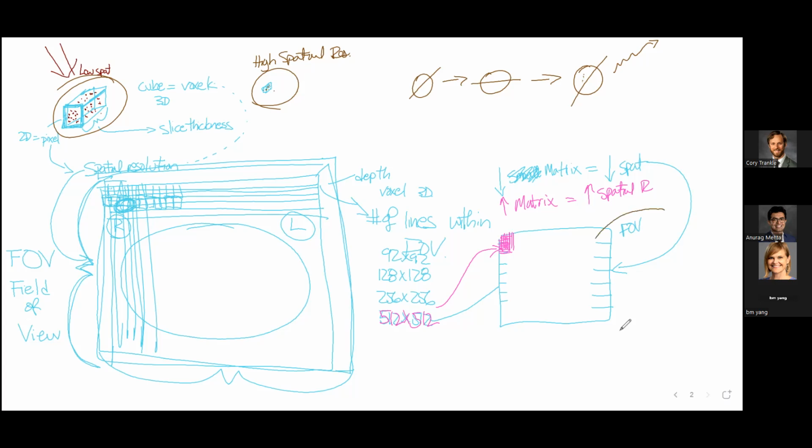If we get over here, this matrix is large. This matrix has very small pixels. This has low signal. This has high signal. It's called signal to noise. So you've got to have enough signal to be able to visualize your target.